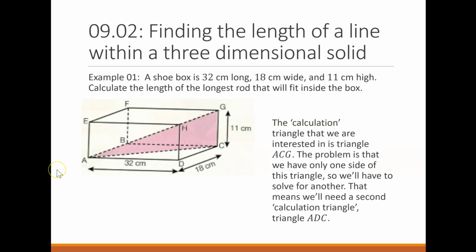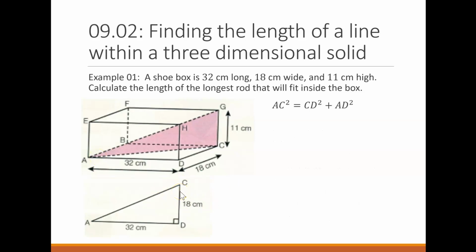Okay. So there's my calculation triangle that I've sketched in there. If I look at this, I know side GC because that's just the height of the box. I'm looking for side AG, but I also don't know side AC, right? So in order to solve for side AG, I'm going to need to find AC first because I don't have that yet. Everybody agree? So I'm going to look for a second calculation triangle that involves 2 measurements that I know and then side AC. I think the obvious one would be the triangle ACD. Everybody see that?